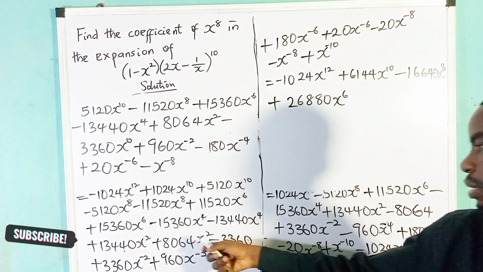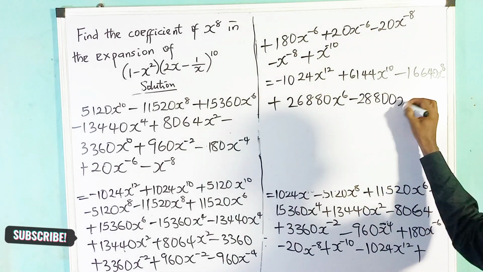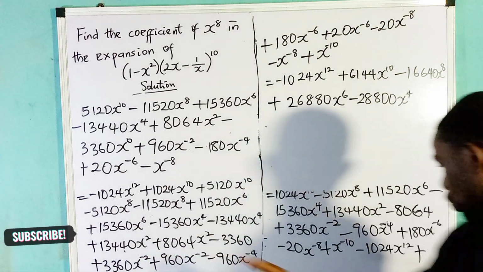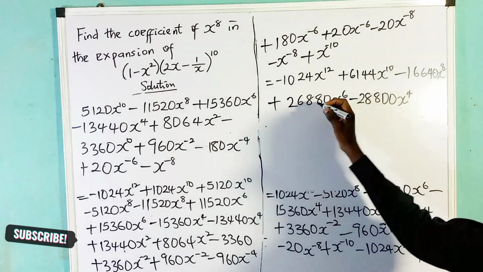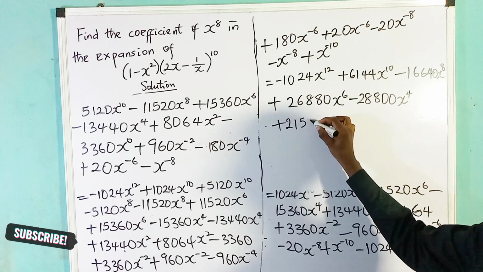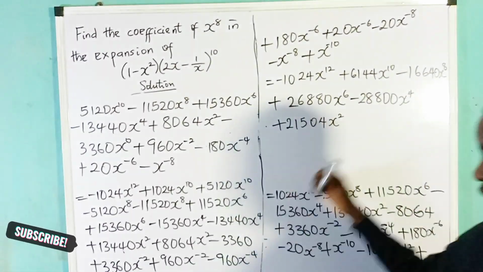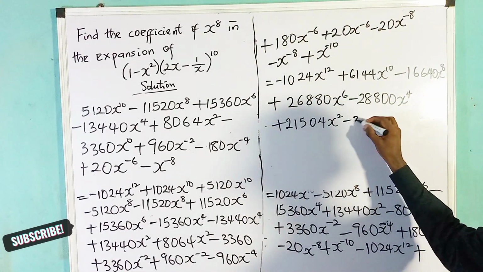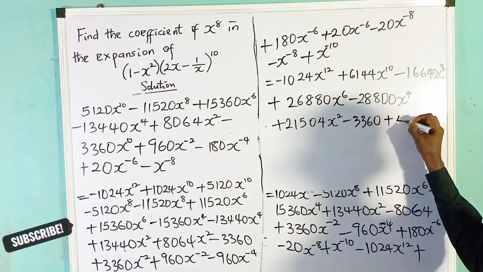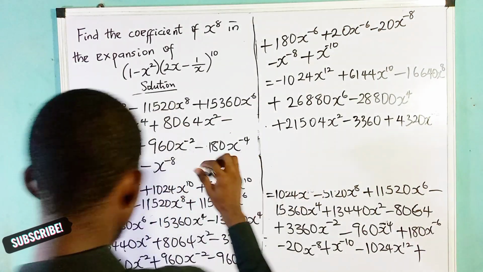We'll be having 28800. Let's look at it. Yes, 28800 x raised to power 4. Then, okay, so when we add these two numbers together, we are going to have plus 21504 x raised to power 2. These two together are going to give, so we have minus 3360 plus, add these two together, we have 4320 x raised to power minus 2. I hope you can see that.